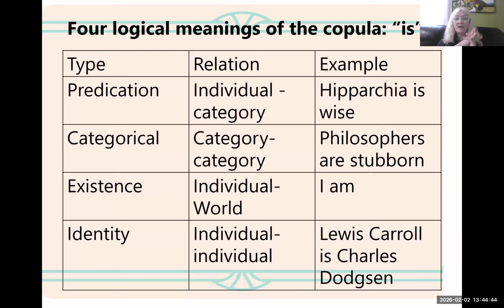The next meaning of is the is of existence. So if I say, I think, therefore I am, for example, the I am part connects me as an individual to reality or to the actual world. Finally, the last one is the is of identity. This connects an individual to an individual. For example, Lewis Carroll is Charles Dodson. So those are the ises of predication, categorical is, existential is, and the is of identity.